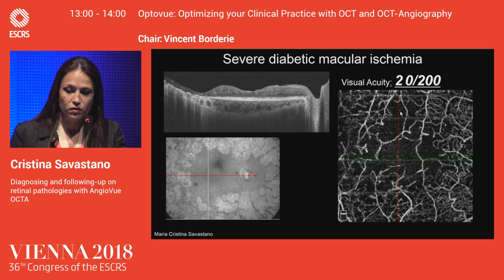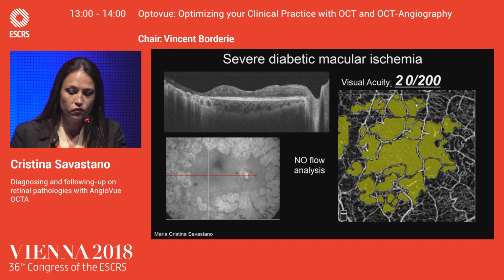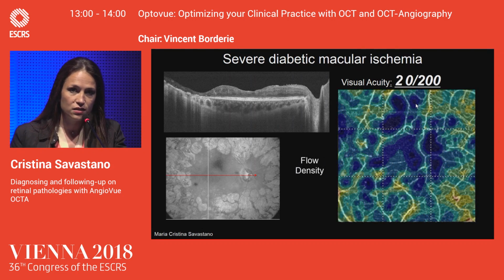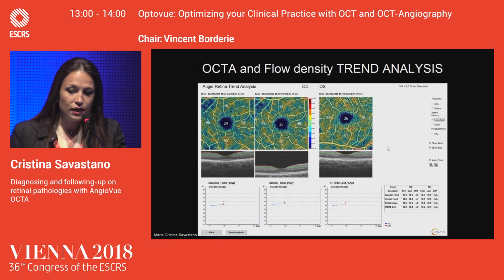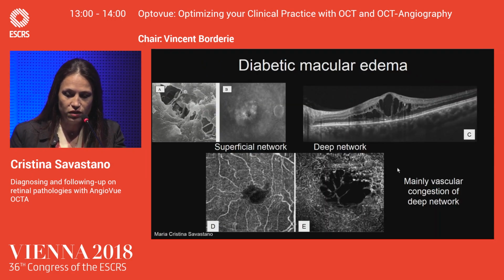Like in these cases where the poor vision of the patient is observed because by the no flow analysis and the flow density show a severe ischemia in macular region. Like in these cases where we can follow this patient from the healthy form to severe form in superficial network and deep network with the absence of the vascularization in fovea. The trend analysis of flow density can be observed in patients like in these cases with no damage in flow area in diabetic patient in superficial and deep vascularization.